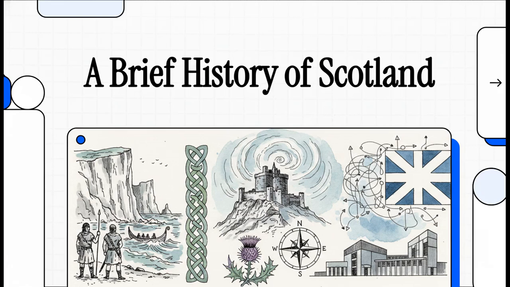How in the world did a fierce, isolated tribal land transform into the modern political powerhouse we see today? Well, welcome to this explainer. That's exactly the core question we're tackling today.